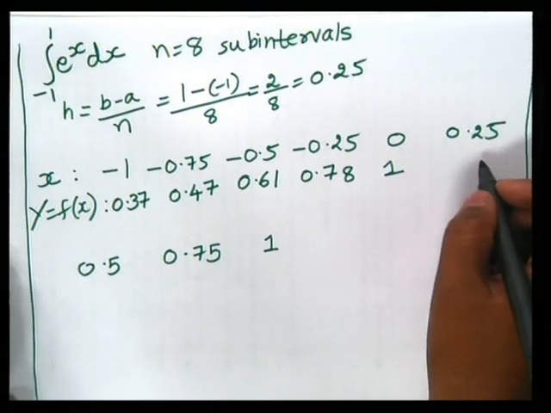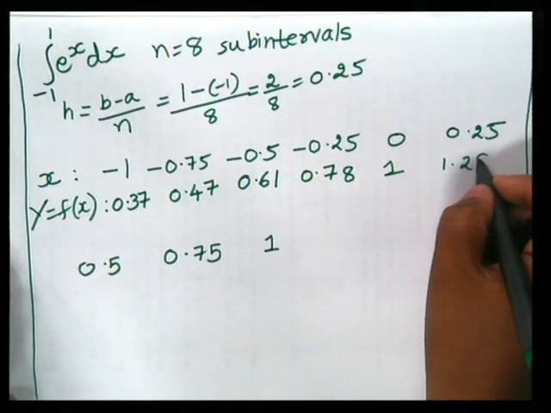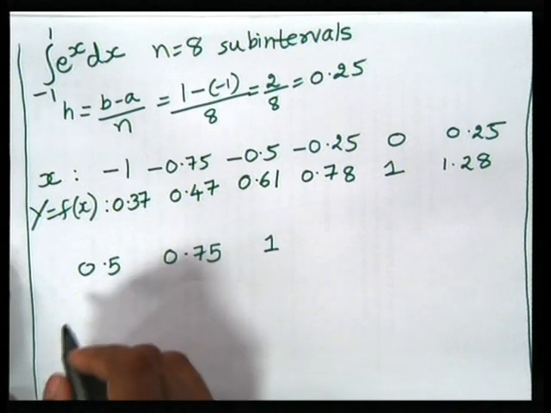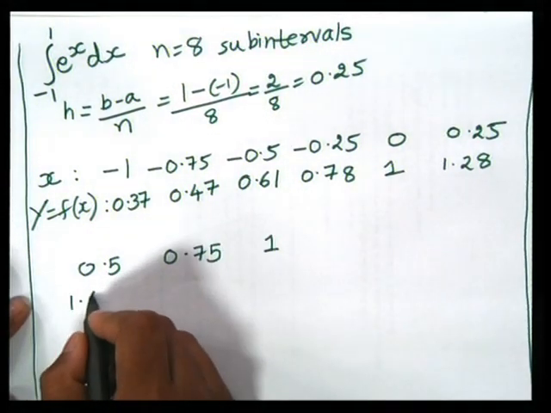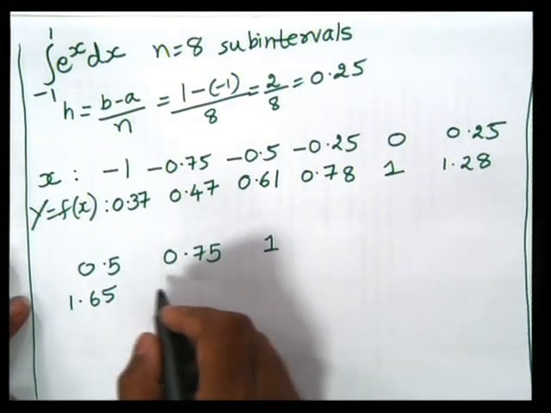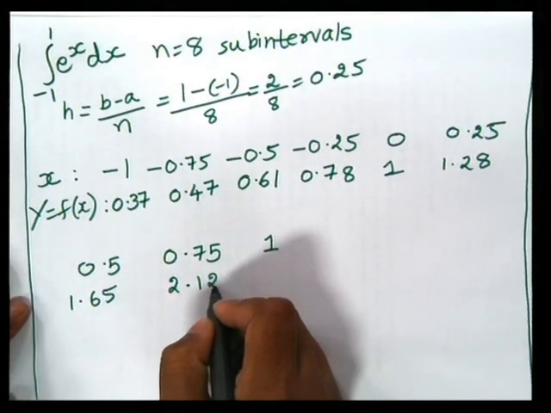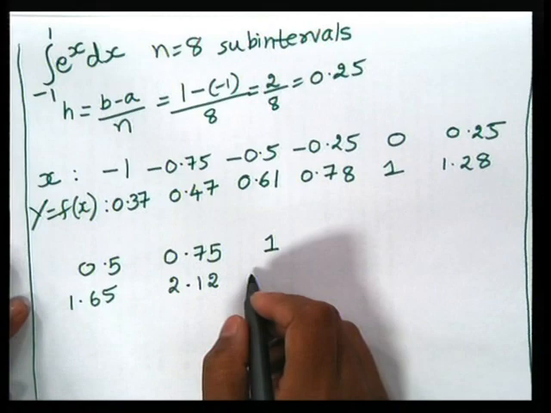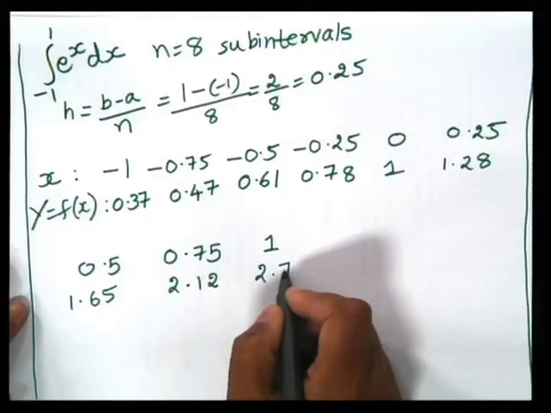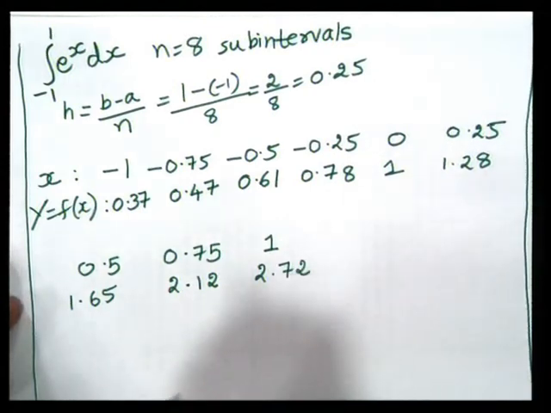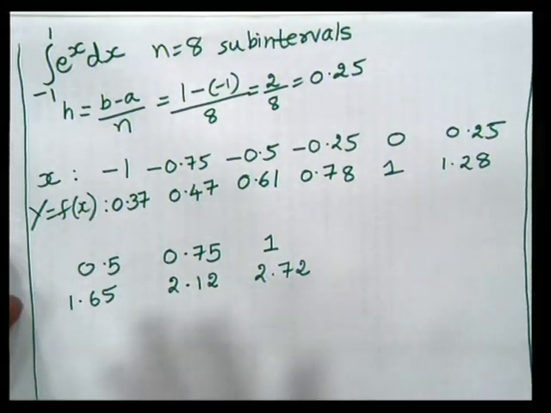If I put 0.25, I will be getting 1.28. For 0.5, you will get the answer 1.65. If I put 0.75, you will be getting 2.12. And the last value, if I put 1 in the function e raised to x, I will be getting the answer 2.72. So our first idea is to tabulate these points, which we have even done in the trapezoidal rule.